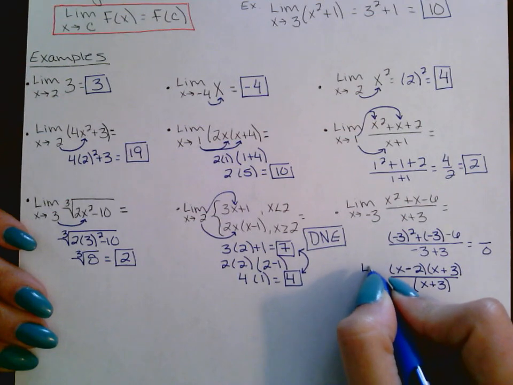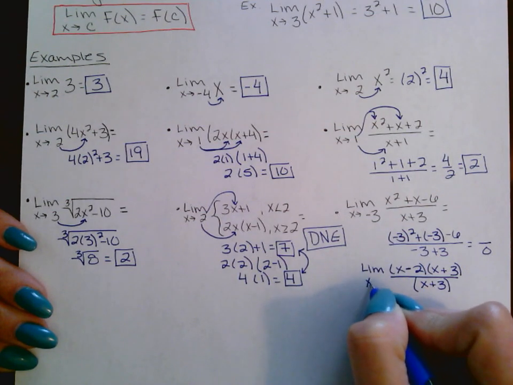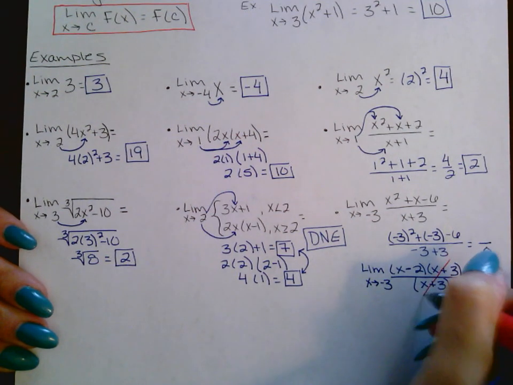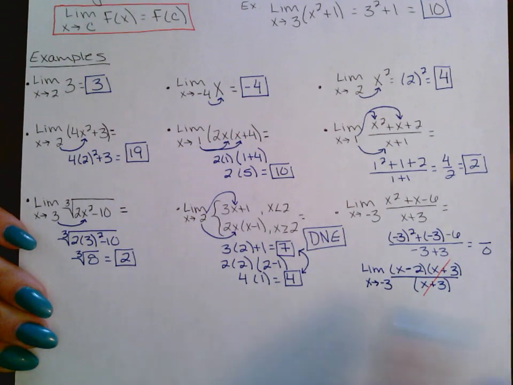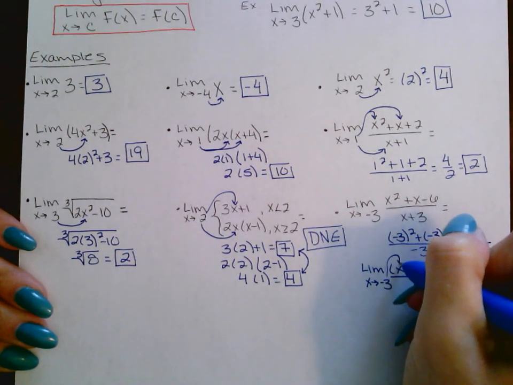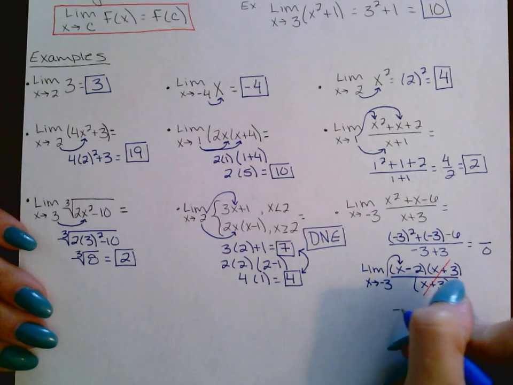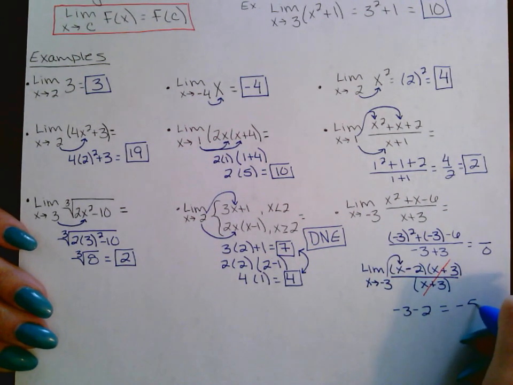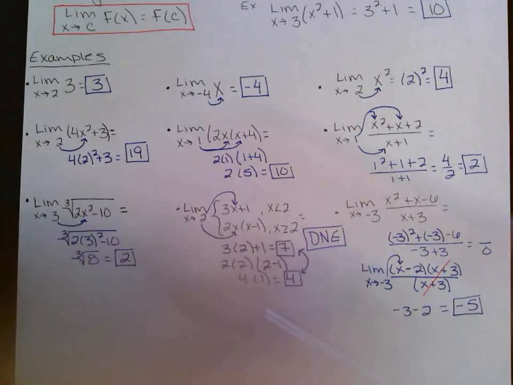Okay, this is what I'm doing the limit of now. Now, if these two cancel out, the only thing I'm plugging that negative 3 into is this x minus 2. Okay, so I can say negative 3 minus 2 gives me a negative 5.